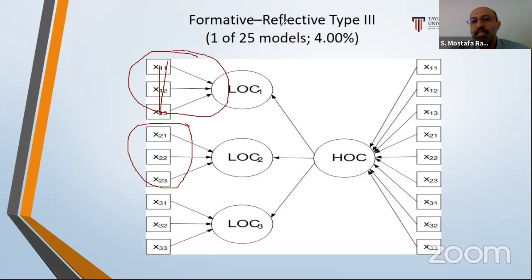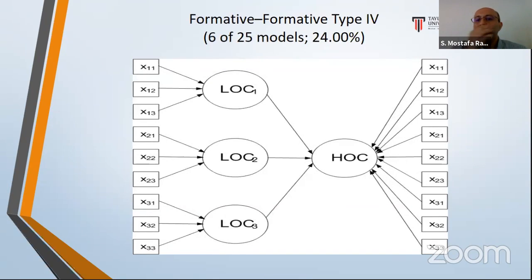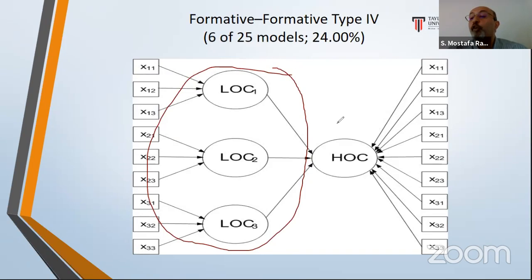Also in this study, you can see this is very rare, to have a formative reflective second order construct. And type 4 is formative. This one is also common in the literature. So when we have a formative construct in the first level, and these dimensions formatively create the second order, we have a formative construct. So these are four common types of higher order construct.